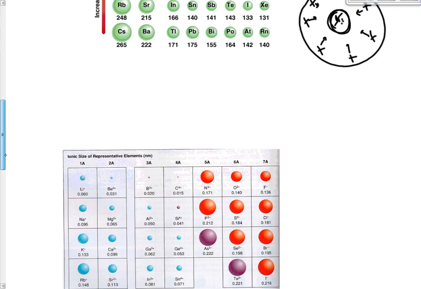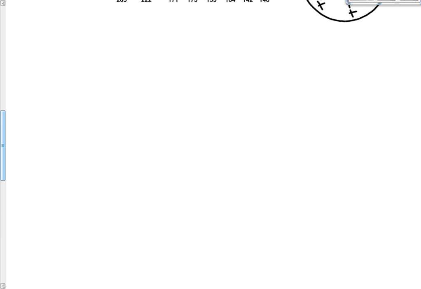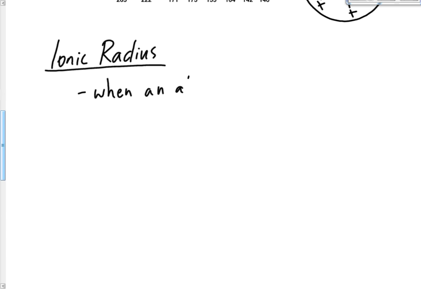Let's move on to the next one, which is ionic radius. The ionic radius, much like atomic radius, is basically the radius of an ion instead of a neutral atom. So when an atom loses an electron, it gets smaller. Let's talk about why that is.